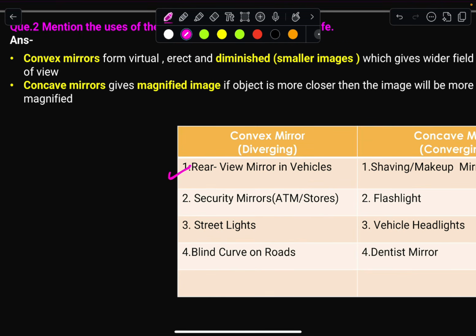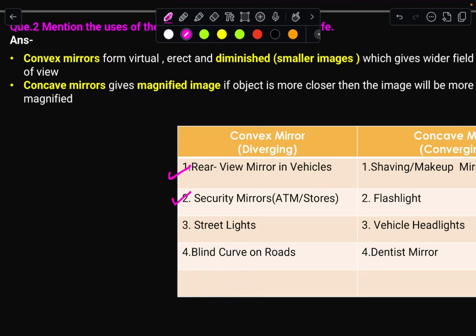Rear view mirror. If you see in your vehicle, beta, the rear view mirror is there, you will see everything behind your car in this small part. Okay, which means the object side is getting diminished and the field of view is more. So that is the property of the convex mirror that we are using here.